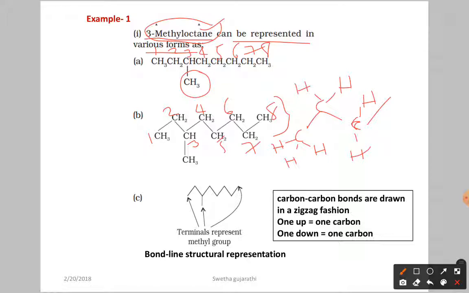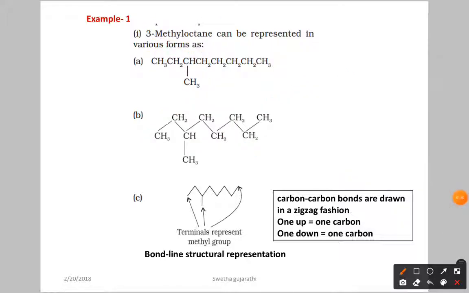So at the third carbon atom we have the methyl group. This is the structure of 3-methyl octane. Octane means we have 8 carbons. Next, if you see here, this is the bond line representation. This is the bond line structure.